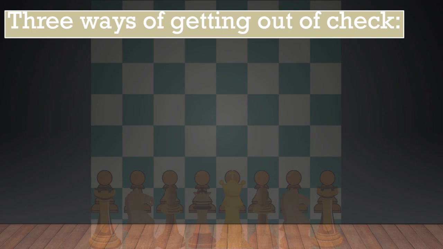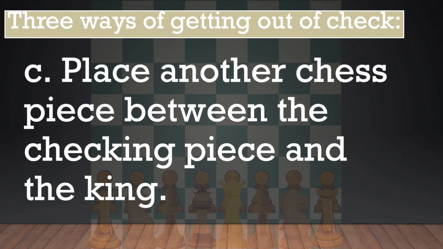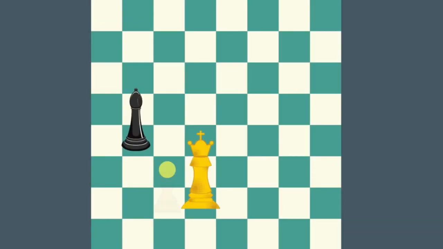The next is to place another chess piece between the checking piece and the king. So in this illustration, you have the bishop, the pawn, and the king, wherein the bishop checked the king. So next, what we need to do is move this pawn one step forward in order to block the check.